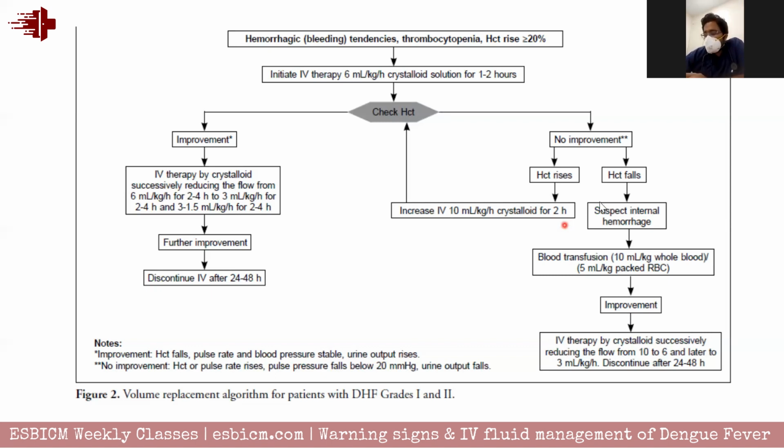If suppose there is a fall in the hematocrit, then we'll have to suspect some internal hemorrhage. If there is no improvement and the PCV or hematocrit is falling, then we have to suspect some internal hemorrhage, and blood transfusion should be given for those patients. That blood transfusion, it is packed cells of almost 5 ml per kg we can give. If after that there is improvement, then again we can continue crystalloid IV fluid at the same rate of 0.9% NS, like 6 ml per kg per hour. Then subsequently we can reduce.